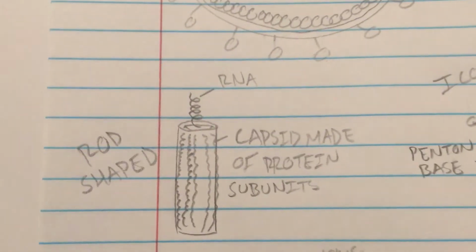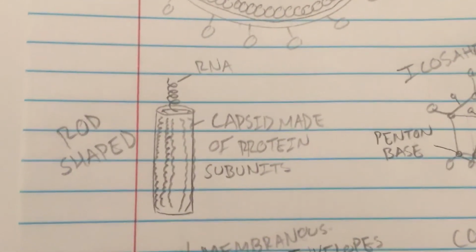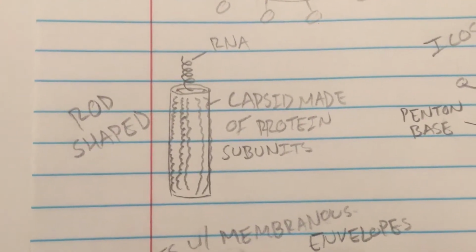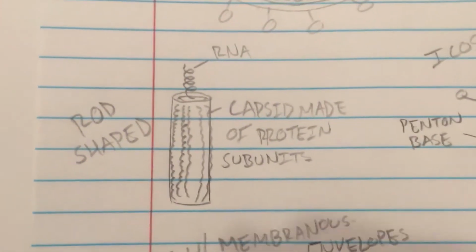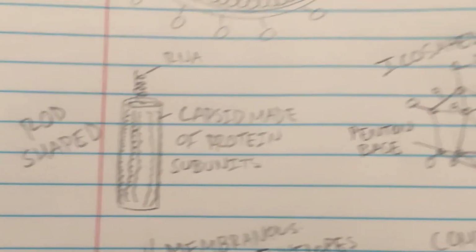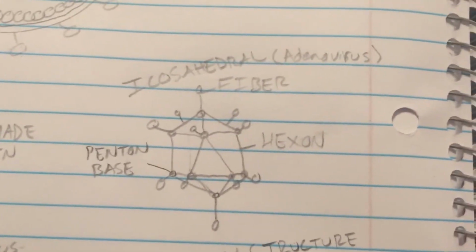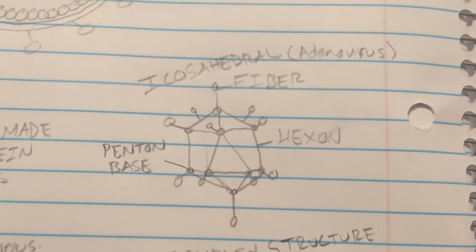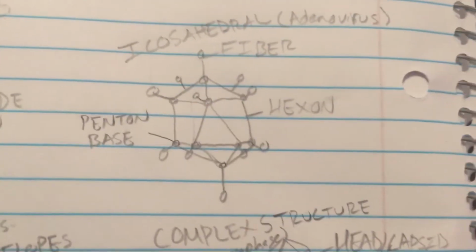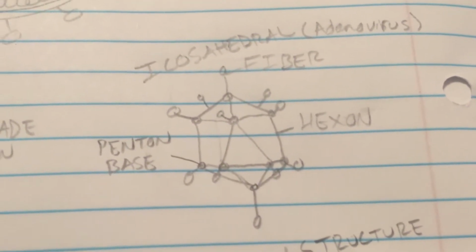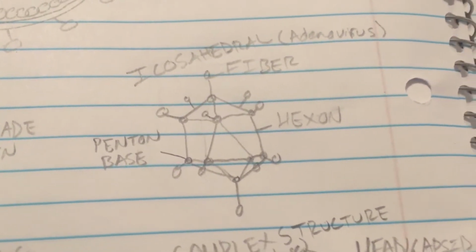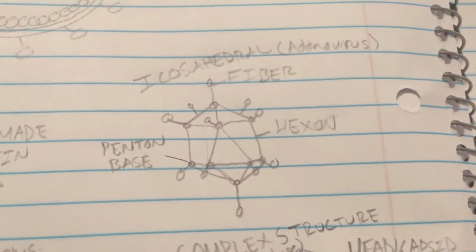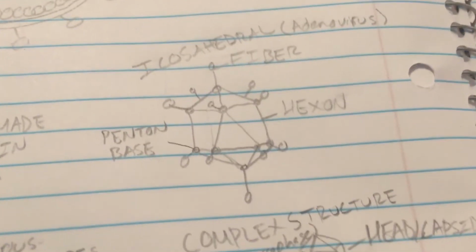So there's the rod shape, which is the RNA, covered by a capsid made of protein subunits, which would go in through endocytosis into a host cell. There's the icosahedral shape of the virus, which is more like just a triangular prism type shape, with the fibers, which would be the envelope proteins.